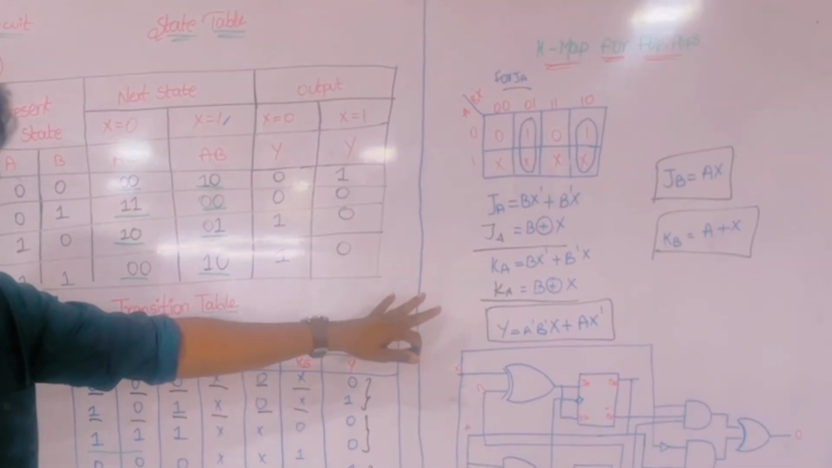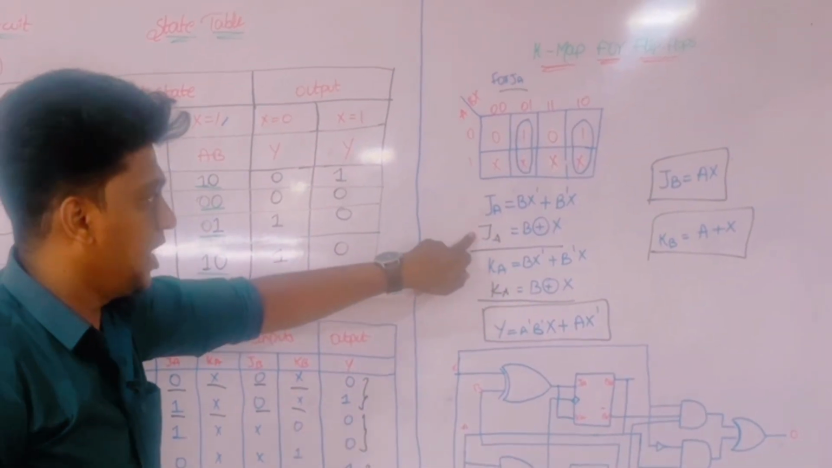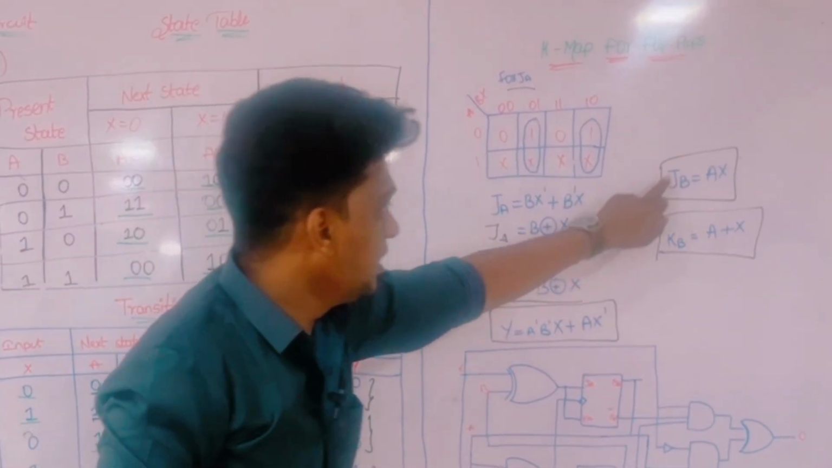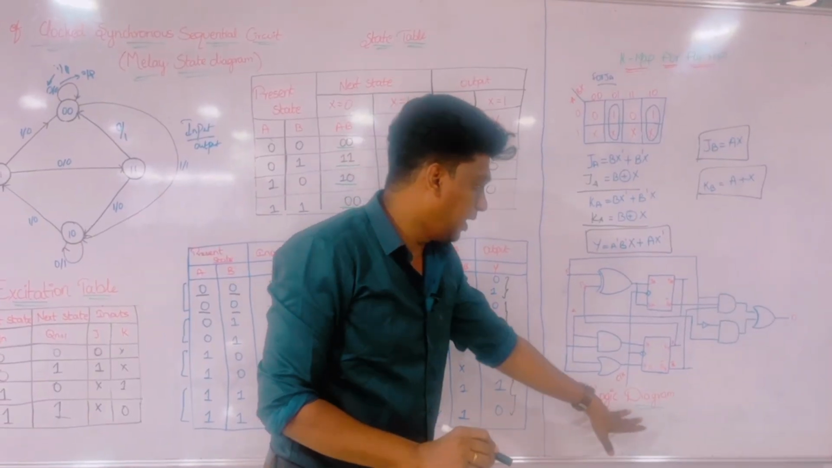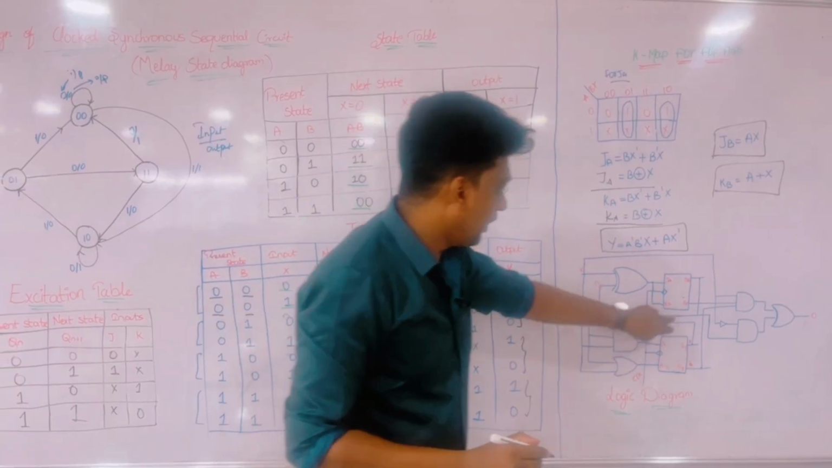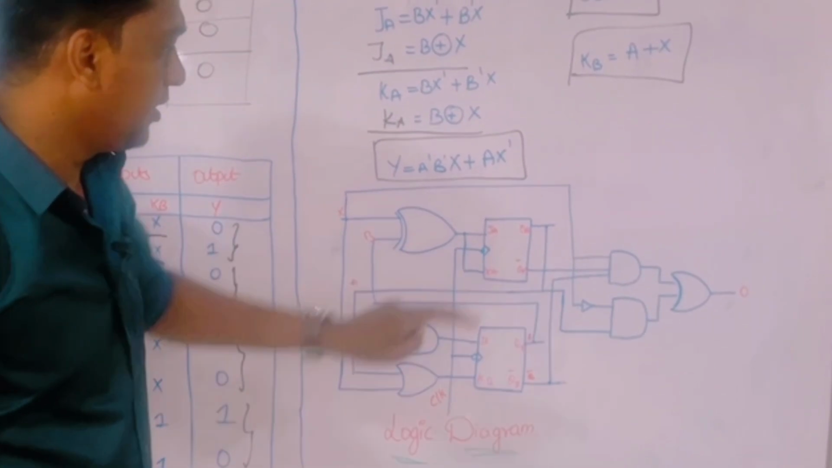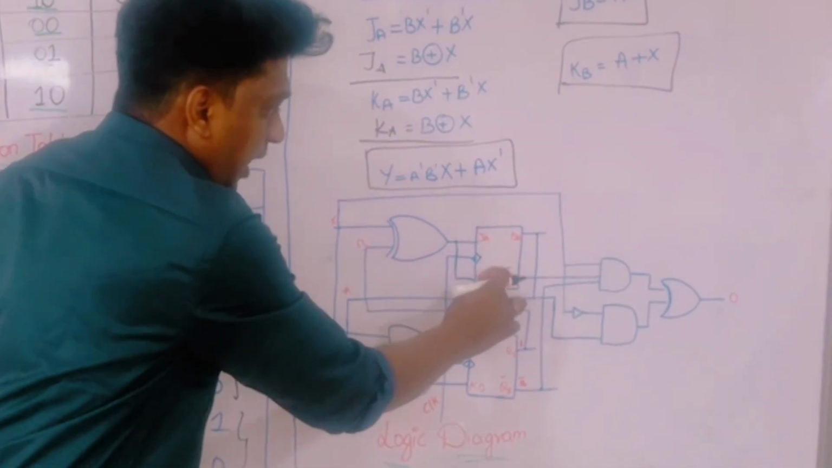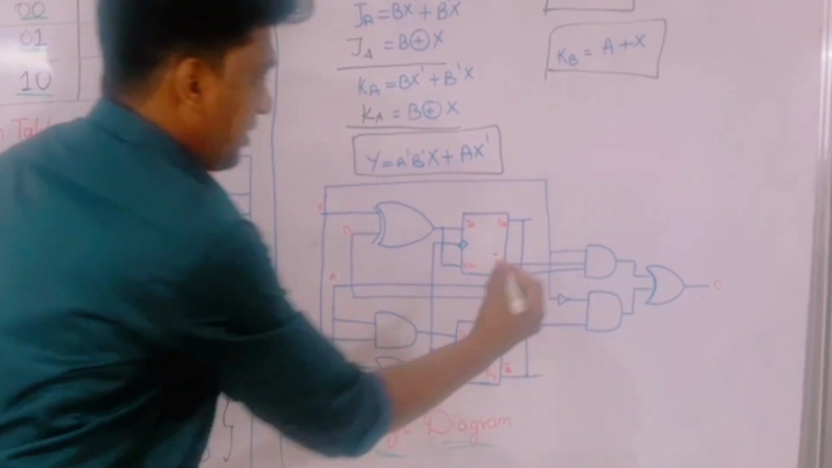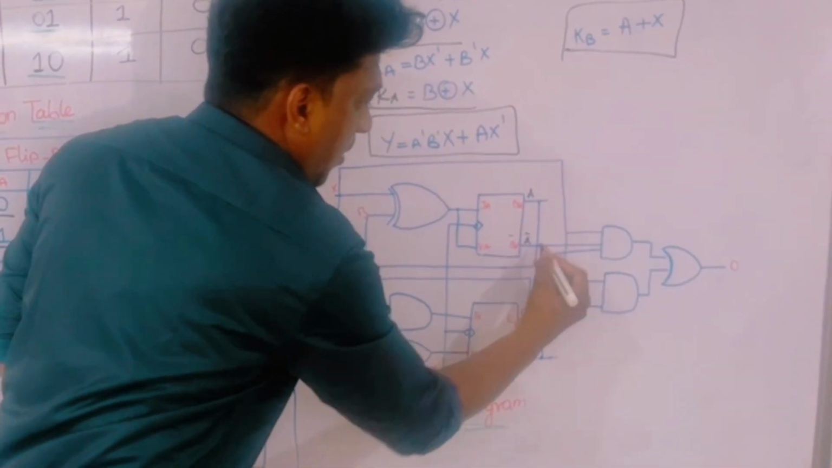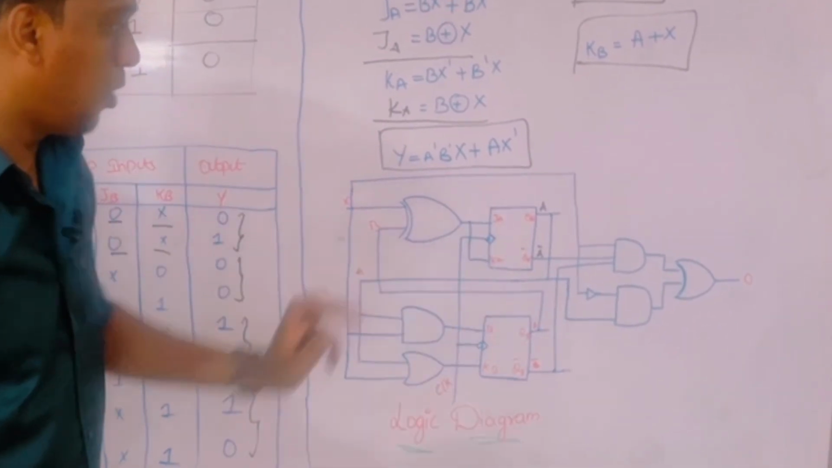So after simplification with the help of the K-map, we find the inputs JA, KA, then JB, KB and Y. The final step is to draw the logic diagram. We know that two flip-flops are needed, so I marked here and here. For this I need the inputs JA, KA. So here it is A, and this is A bar, and this is B and B bar. These two are the outputs and these two are the inputs.